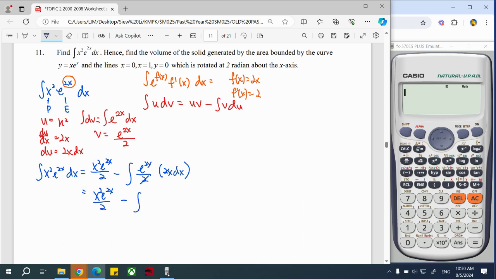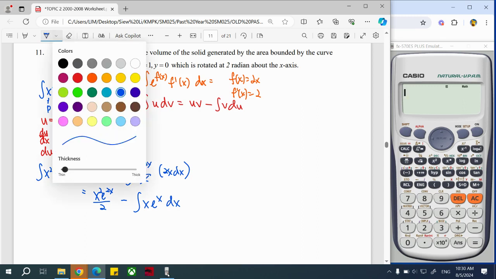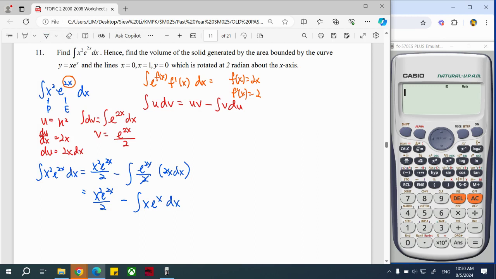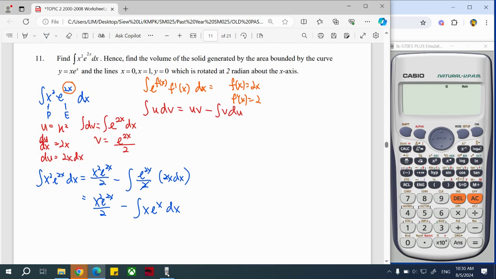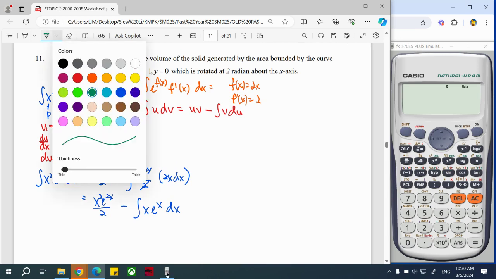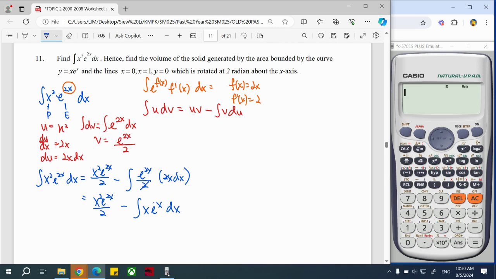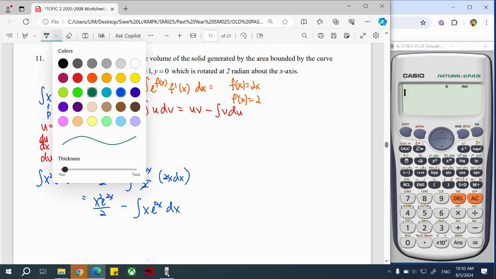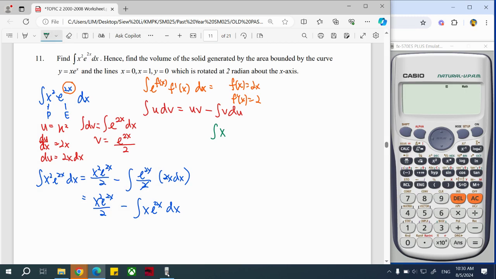Now you integrate x e to the 2x dx. Since we have x times e to the 2x, we need integration by parts again. So from integrating x squared e to the 2x, now we come to x e to the 2x. To integrate x e to the 2x, again we perform integration by parts. What is your u? What is your dv? x will be your polynomial, then e to the 2x dx.